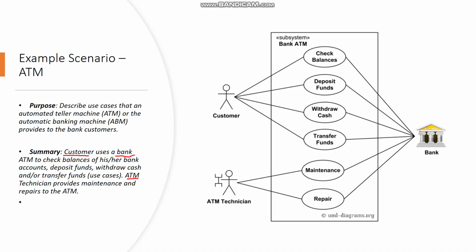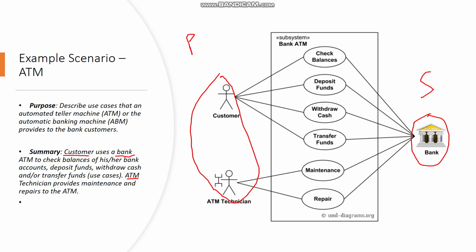Two of them are on the right side and one is on the left side. Basically, the actors on the right side are known as primary actors. The actor on the left side is known as the secondary actor. Primary actors are those which interact with the system, and secondary actors are those with which the system is interacting. So if you see here, customer and ATM technician are interacting with the system, but the system is interacting with the bank.